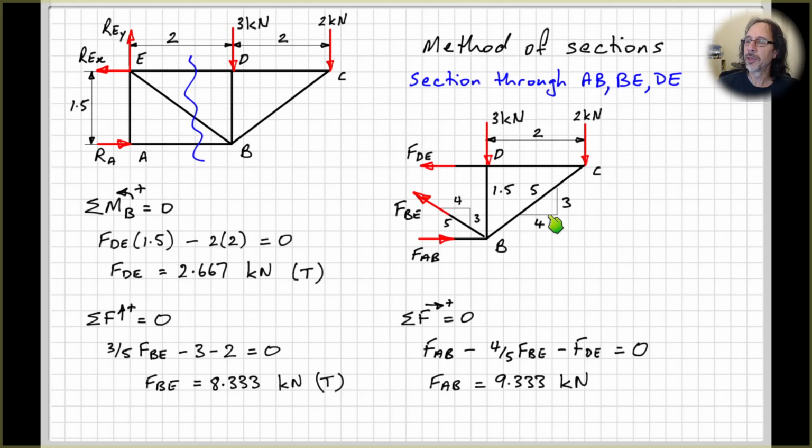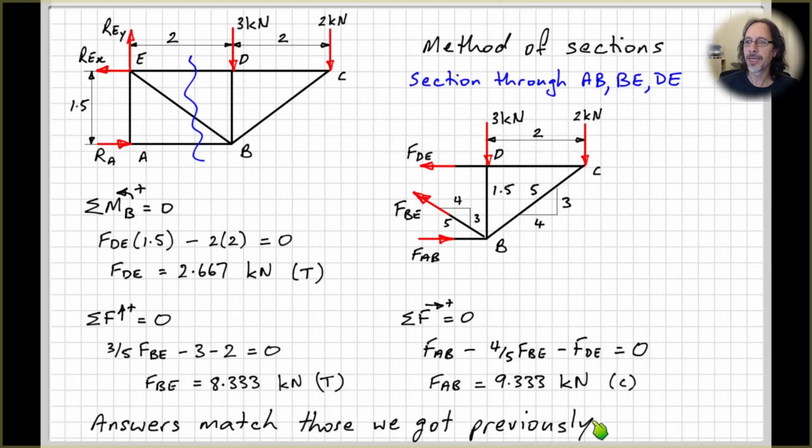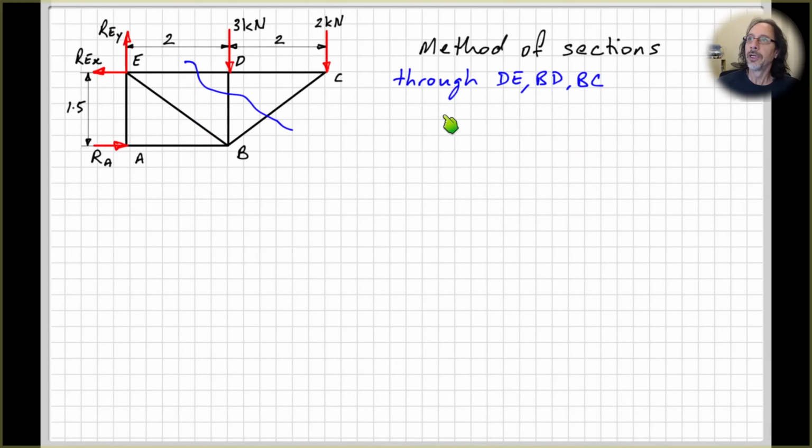If we took sections through here, it really becomes a particle equilibrium or method of joints problem. So these answers match the ones that we got previously. So this is a good check for our calculations that we did before. So let's just have a look here.